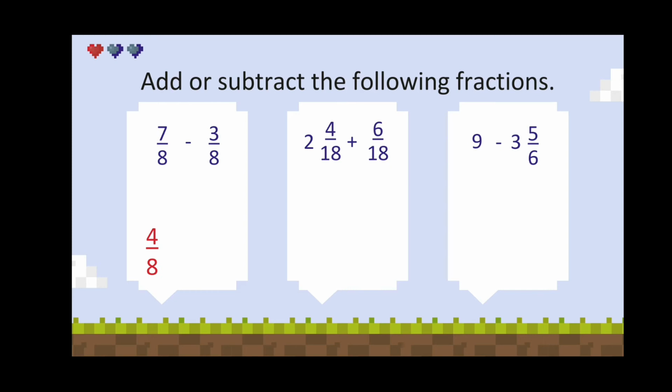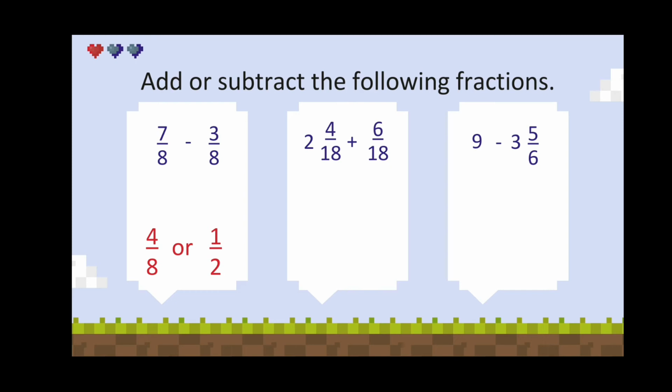Pero meron pa bang lowest term ang 4 over 8? Yes. So ang pinakang final answer natin dito ay 1/2. So ang common factor ng 4 at 8 ay 4, kaya i-divide natin sila pareho by 4, kaya siya naging 1 over 2.